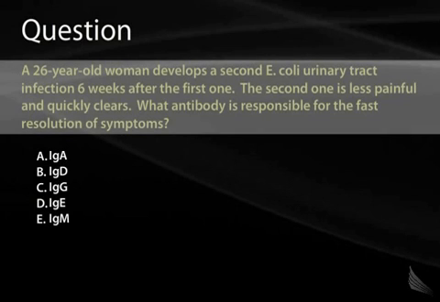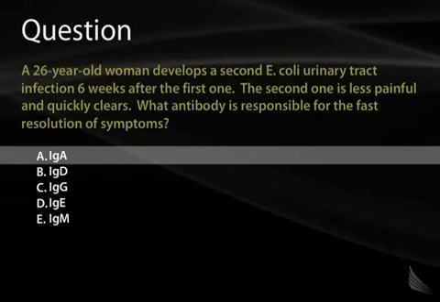Another question, a 26-year-old woman develops a second E. coli urinary tract infection 6 weeks after the first one. The second one is less painful and quickly clears. What antibody is responsible for the fast resolution of symptoms? Is it A, IgA, B, IgD, C, IgG, D, IgE, or E, IgM? The correct response here is A, this is IgA.